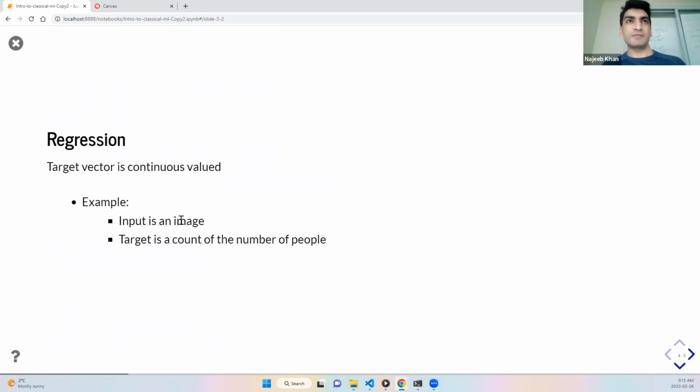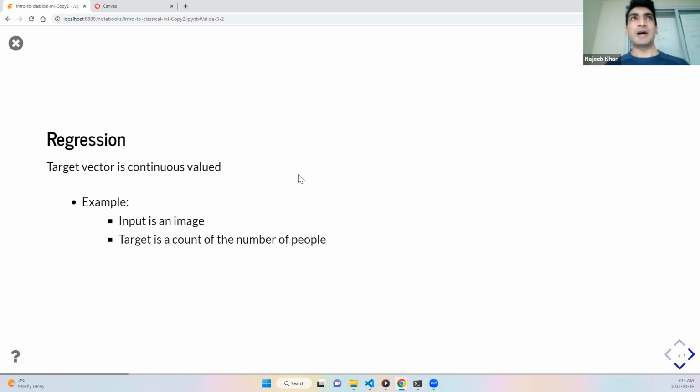Now, moving on to regression. In the case of regression, the input is still a feature vector, let's say an image, but the target is a continuous value. So you could have an infinite number of output values. For example, in a crowd counting application, you take an image of an airport or some common lounge, and the target is a count of the number of people that you want to predict. The number of people could be 0 to 100 or 1,000. So there are almost an infinite number of outputs.